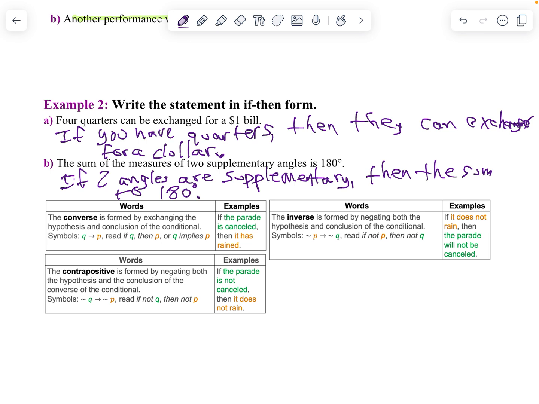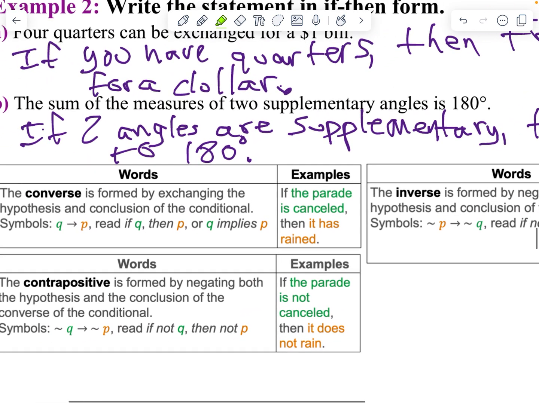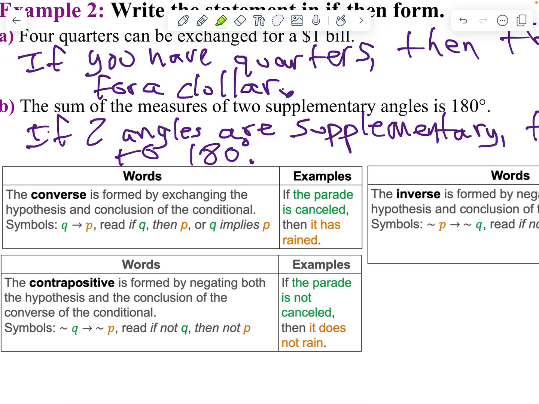Now we have 3 statements that are related. We call these the related conditionals. And what happens is, if I take and I flip the hypothesis and conclusion around, then we're going to call that the converse. So the converse would be flipping it around.